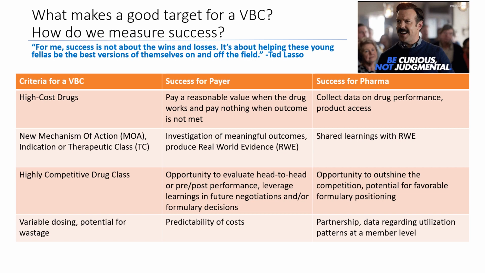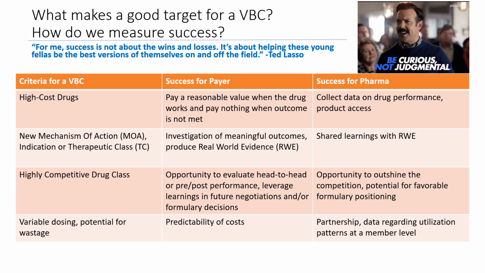If you have a highly competitive drug class, that can be a great time to do a value-based contract. It can give you head-to-head information about all the drugs in the class. So take Humira and Enbrel. They're both TNFs. If you had a VBC, you could see which one performs better, because just because they're the same mechanism of action, sometimes they don't necessarily perform the same.